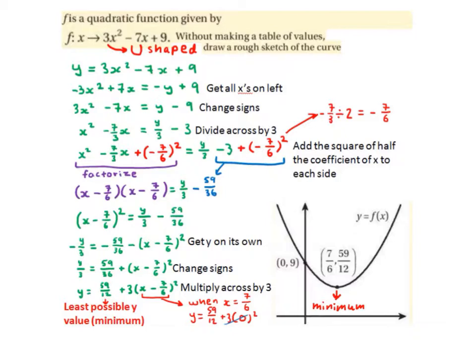We're going to simplify the left hand side now. x minus 7 over 6 multiplied by x minus 7 over 6 is x minus 7 over 6 squared. And we still have y over 3 minus 59 over 36 on the right of the equal sign.